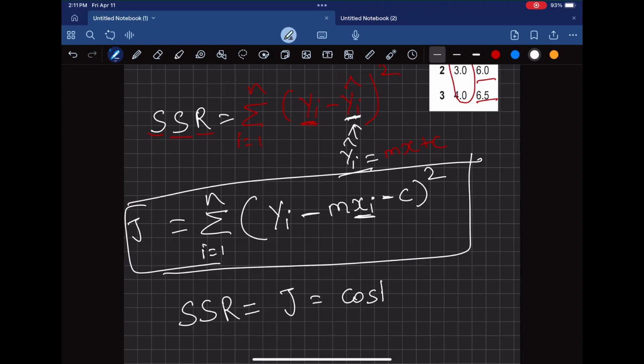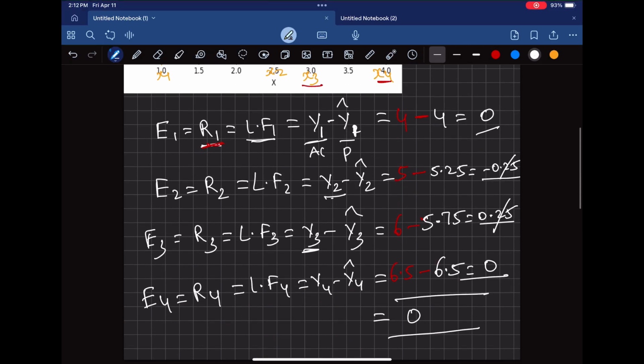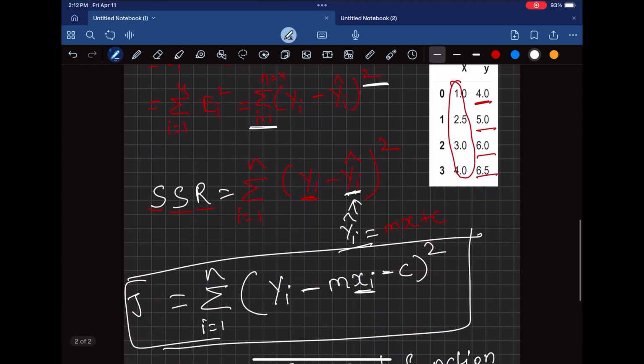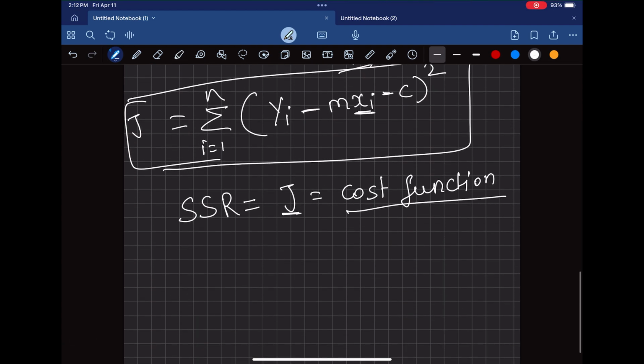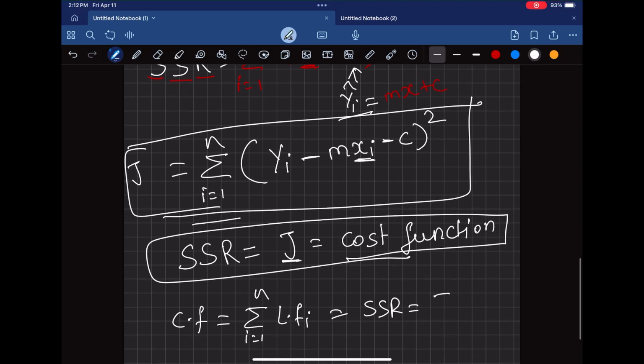It is also called J, which is the cost function. Now you will understand the difference between the cost function and the loss function. When I talk about the loss, it means we are calculating for each and every individual point: loss 1, loss 2, loss 3. But the cost function is where we sum all of them. You can write it like this: cost function equals the sum of the loss function of individual values, where i goes to n, or the sum of squares of residuals. This is the equation.